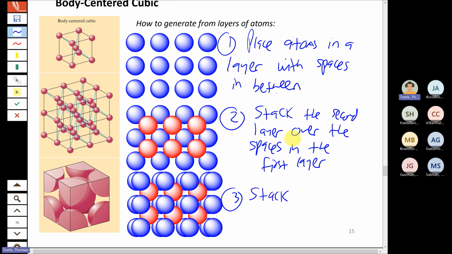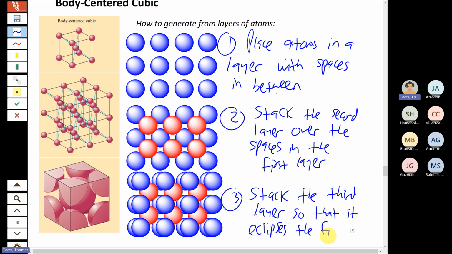So it's what we would call A-B stacking. You stack one layer, you stack the next layer over the gaps in that first layer, and then you go and repeat that process over and over again. So we call it A-B stacking. The third layer gets stacked right over the first. So what we say is that the third layer eclipses the first layer. It has a second layer in between it, but it's exactly on top of that first layer in terms of its location.